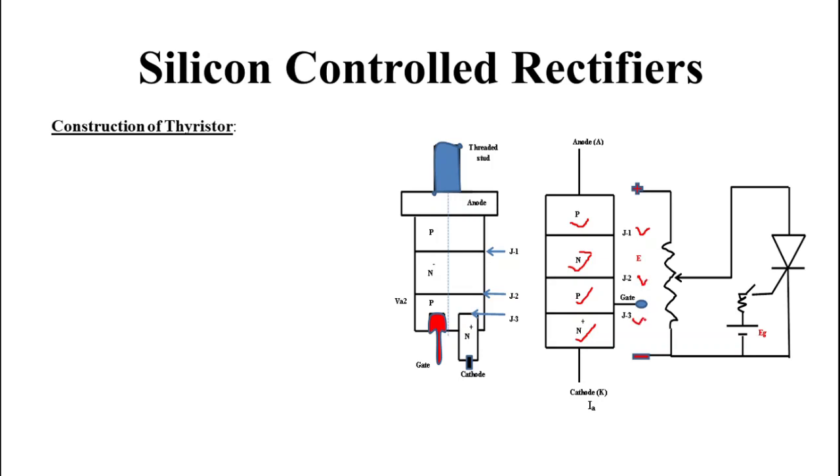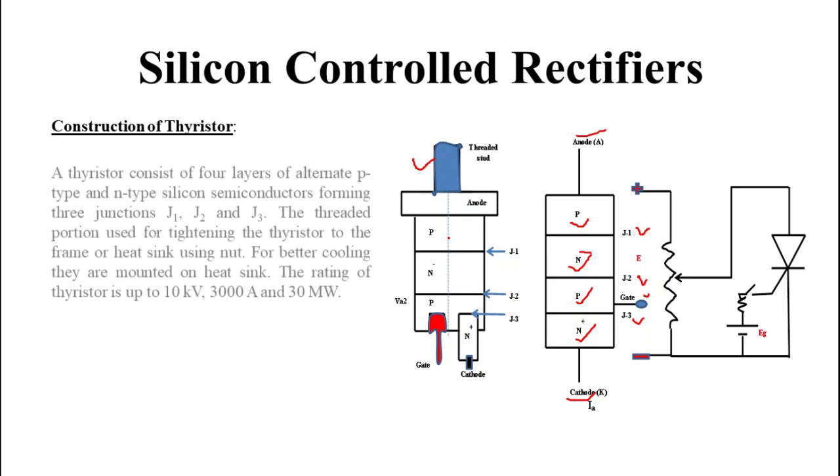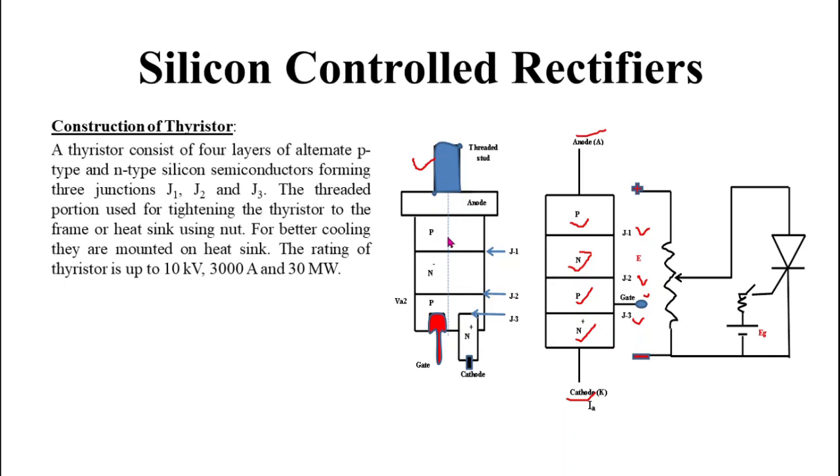A thyristor has 3 terminals that are called anode, cathode and gate terminal. This threaded portion is used for tightening the thyristor to the heat sink using a nut. For better cooling, they are mounted on a heat sink. The rating of thyristor is up to 10 kV, 3000 ampere and 30 megawatt.